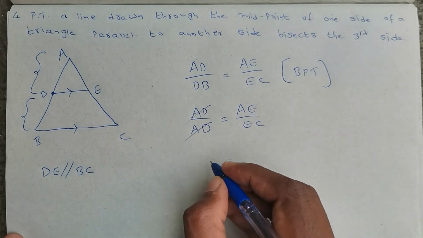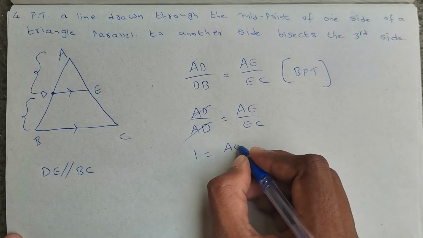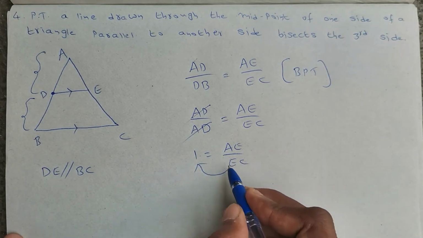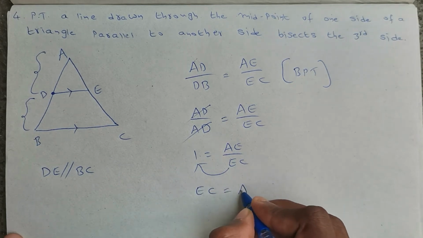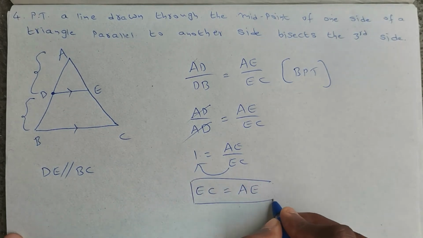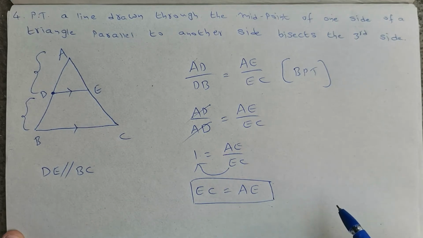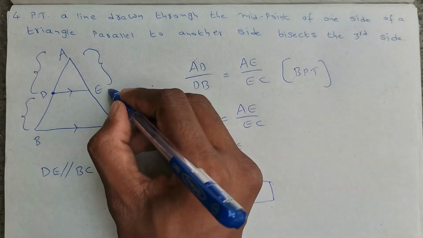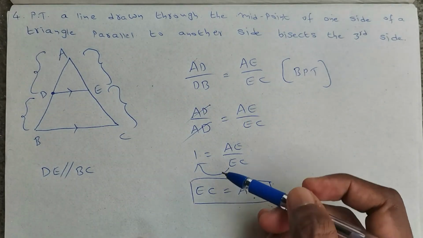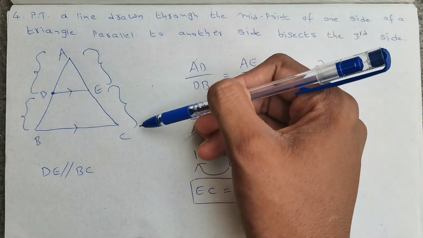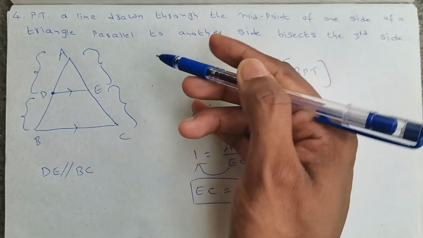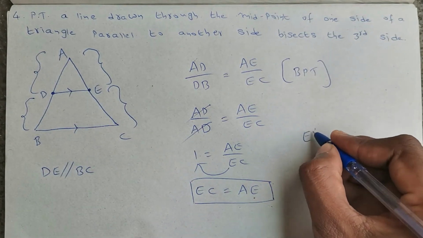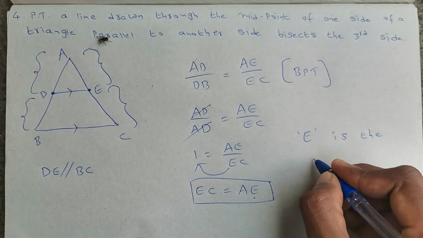AD will get cancelled, so we remain with 1. 1 is equals to AE divided by EC. I will take this EC to the left side. EC into 1, EC is equals to AE. AE is equals to EC. So if we observe this, AE is this upper part and EC lower part. This upper part is exactly equals to the distance of this lower part. So it means E is the midpoint.